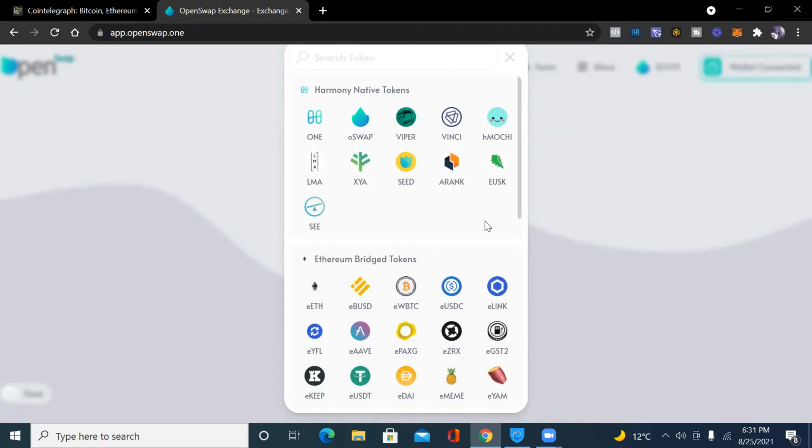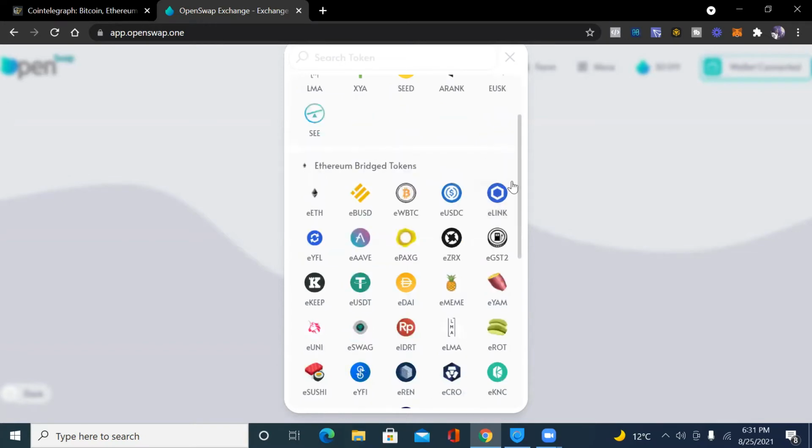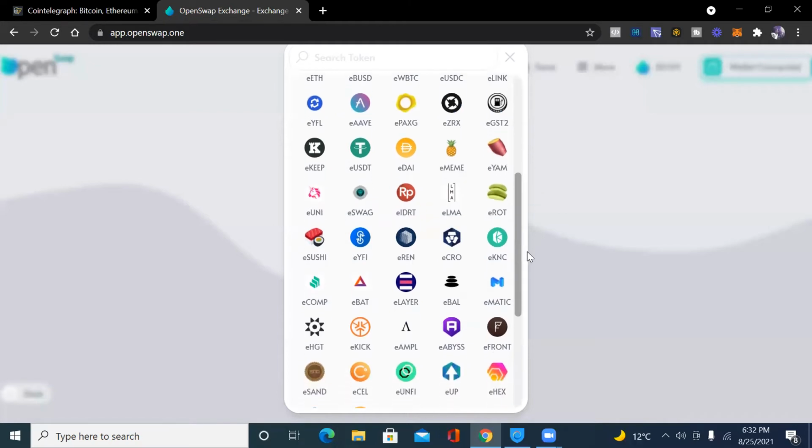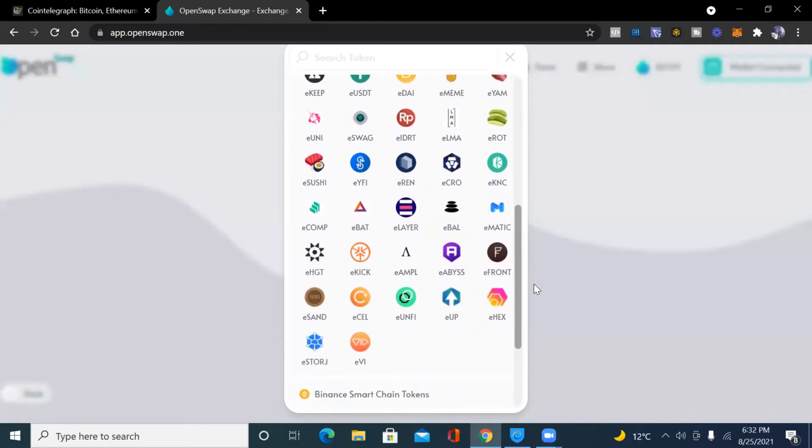And then of course we have the ETH Bridge tokens as well, where you've got ETH, BUSD. When they put the E in front of it, it's just a way of showing that it's an ETH Bridge token. So they have a lot of different tokens on OpenSwap. I like that they have USDT, DAI, ESWAG, EUNI, they even have Crow on here, the KuCoin token, EBAT. So they have a lot of different cryptocurrencies on here that you can bridge over and exchange.